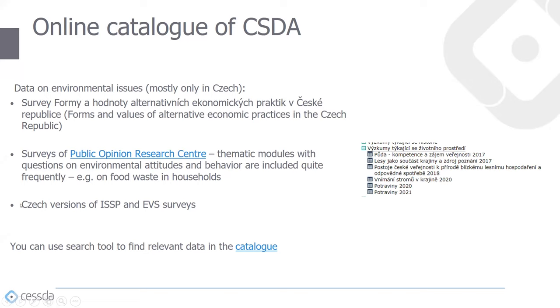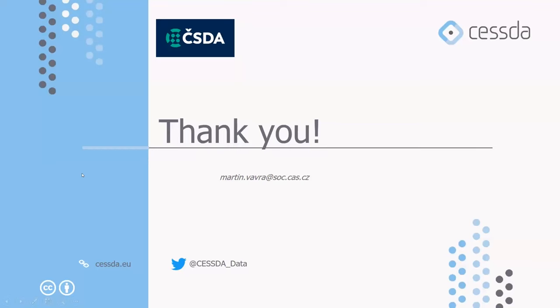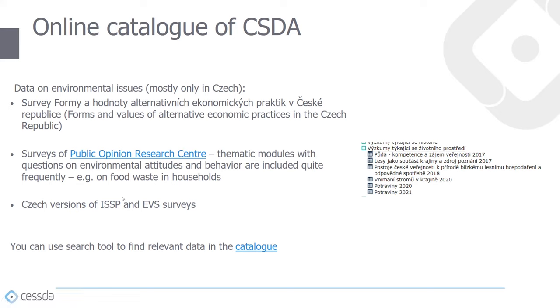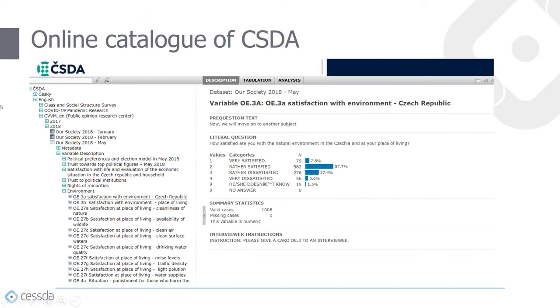And you can find in our data catalog Czech versions of ISSP and EVS I was talking about before. It can be quite interesting for somebody because, at least in the case of ISSP, there are some more Czech-specific questions than in the international data set, because Czech researchers add some Czech-specific questions in each wave of ISSP, and it applies to the environment-targeted ISSP as well.